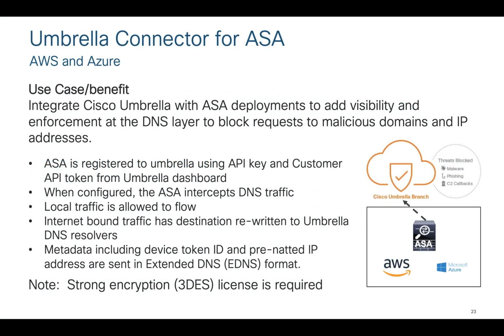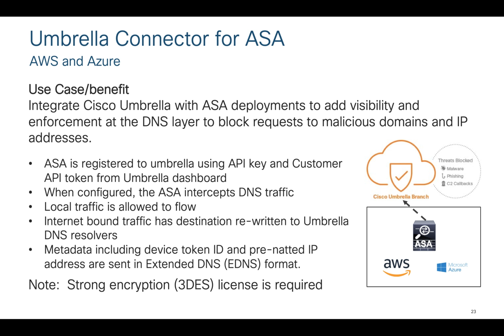Now, Umbrella Connector is really important to understand. What is the use case for Umbrella Connector? It provides you visibility and security enforcement at the DNS layer. Imagine you're going to a website that is known for malicious traffic. You send a DNS query, and ASA can intercept that DNS request and rewrite the DNS address to the address of the DNS resolvers available on the internet, and it can provide you detailed information. It can basically block you from going to that particular site.